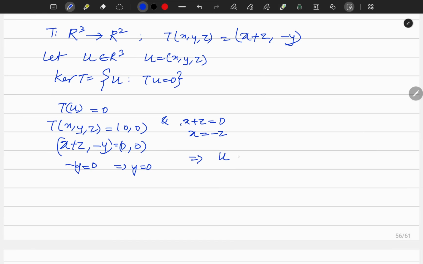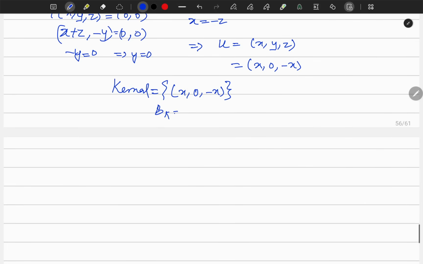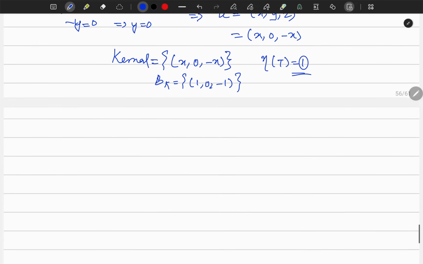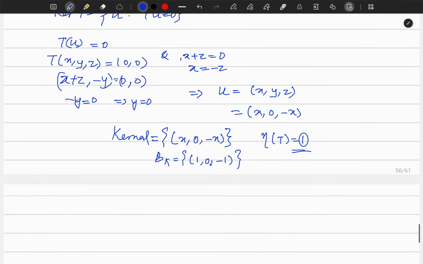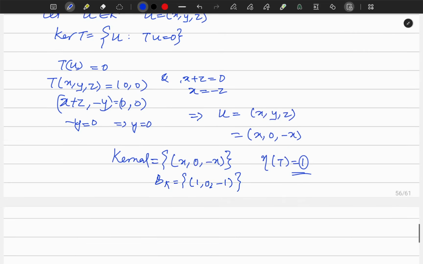So it means that your u, that was (x, y, z), now with the values applied is (x, 0, minus x). So the kernel is the set of elements in the form (x, 0, minus x), and if you take x common, the basis for the kernel will be (1, 0, minus 1). So that means the nullity of T is equal to 1, because you have only one variable that creates the whole kernel. So the nullity is 1, and you can write the answer in this way. Okay. If they ask you the range, then I said find the image of the standard basis, and like that.